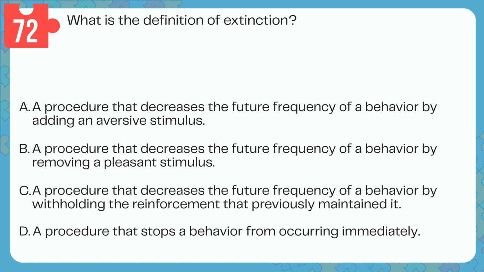Question 72. What is the definition of extinction? A. A procedure that decreases the future frequency of a behavior by adding an aversive stimulus. B. A procedure that decreases the future frequency of a behavior by removing a pleasant stimulus. C. A procedure that decreases the future frequency of a behavior by withholding the reinforcement that previously maintained it. D. A procedure that stops a behavior from occurring immediately.